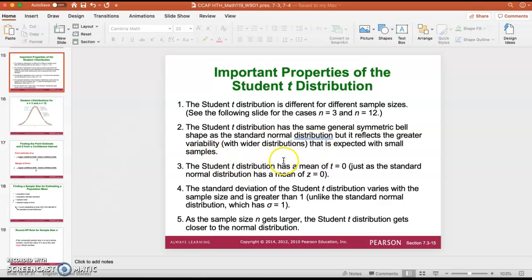And the t-distribution also has a mean of t equals 0, but the trick is the standard deviation of the t-distribution differs depending on sample size. The standard deviation of the t-distribution varies, again, with sample size, and it is greater than 1. Now, as the sample size n gets larger, the t-distribution gets closer to the normal distribution.